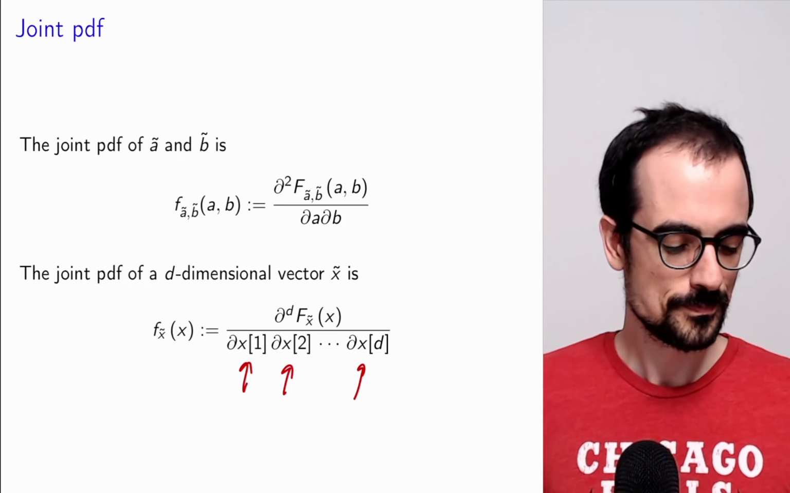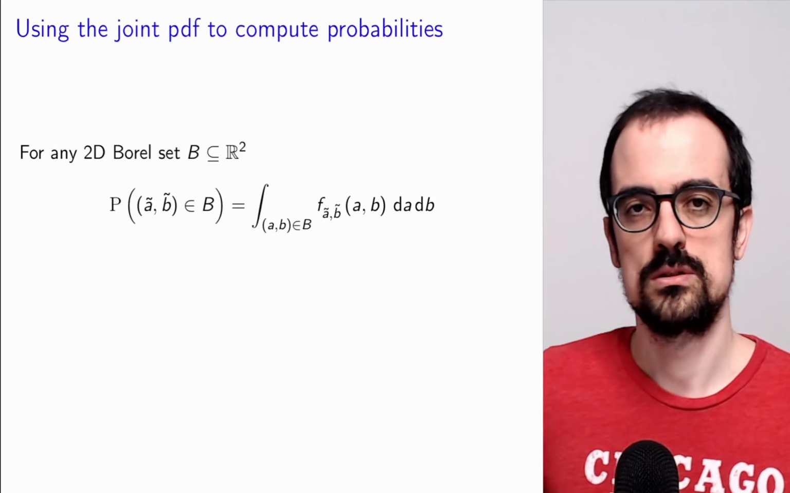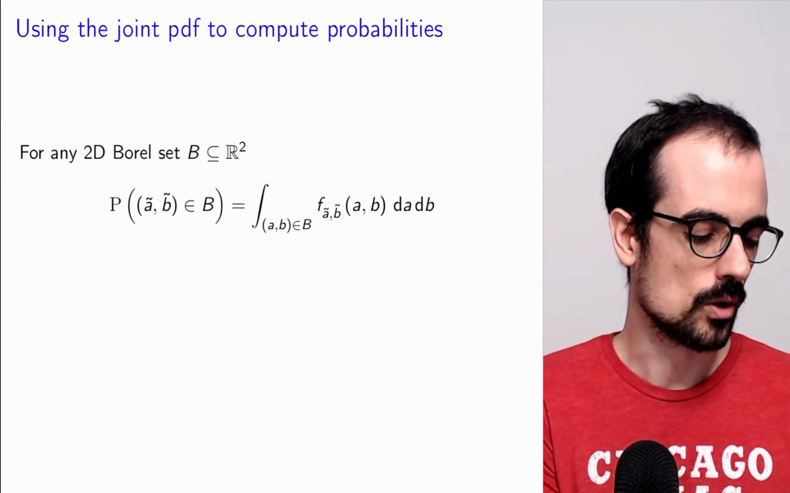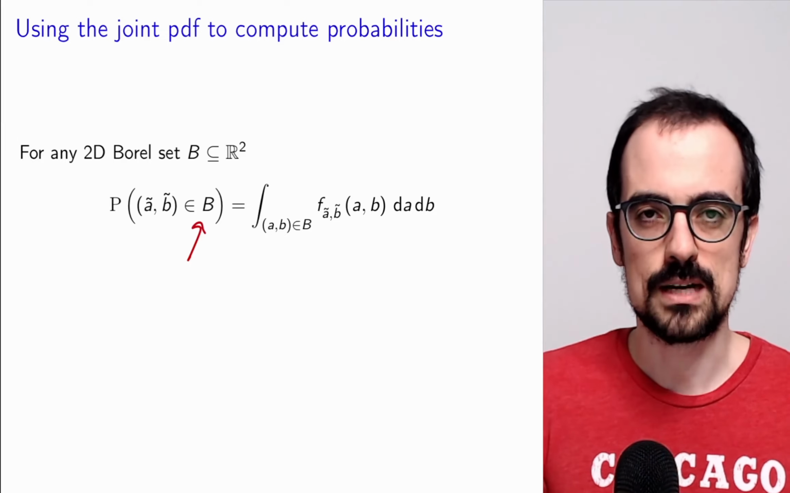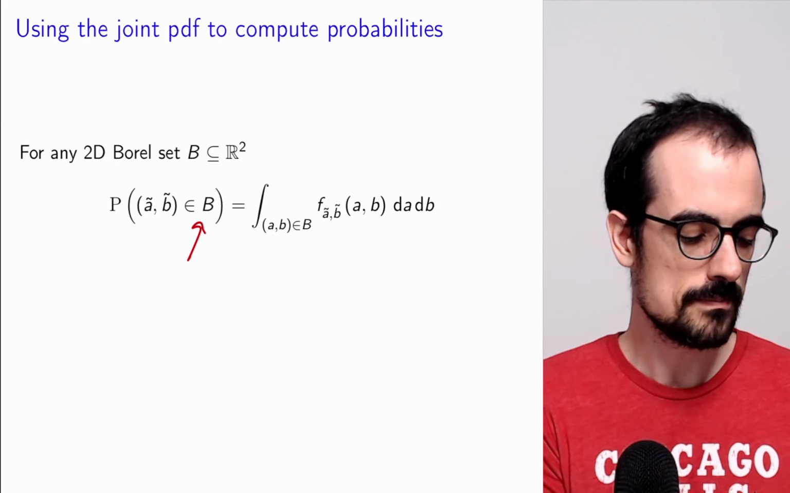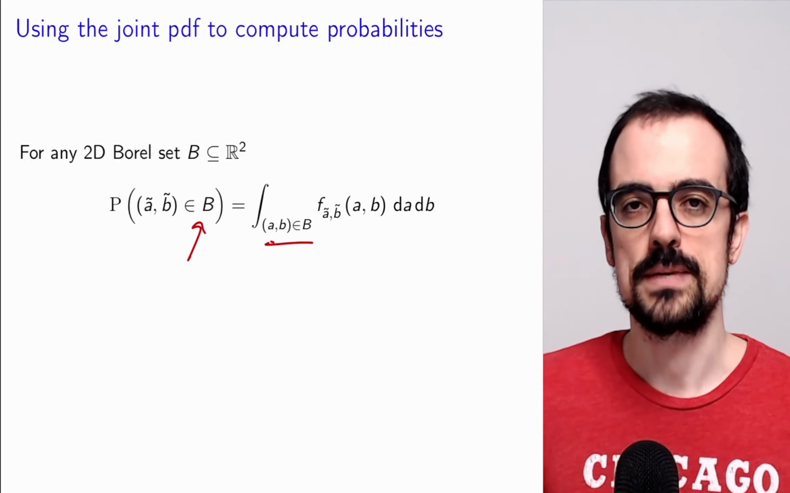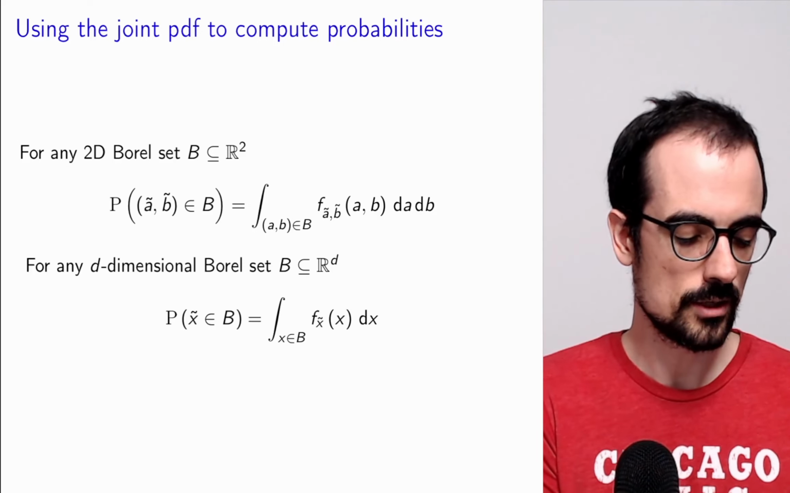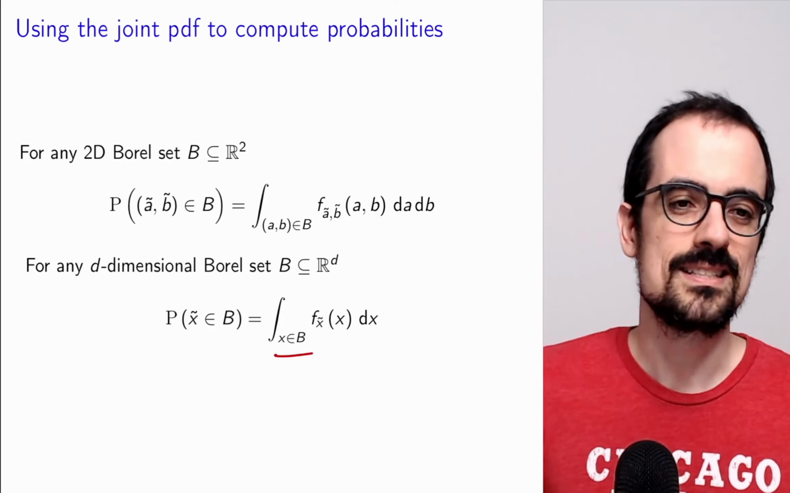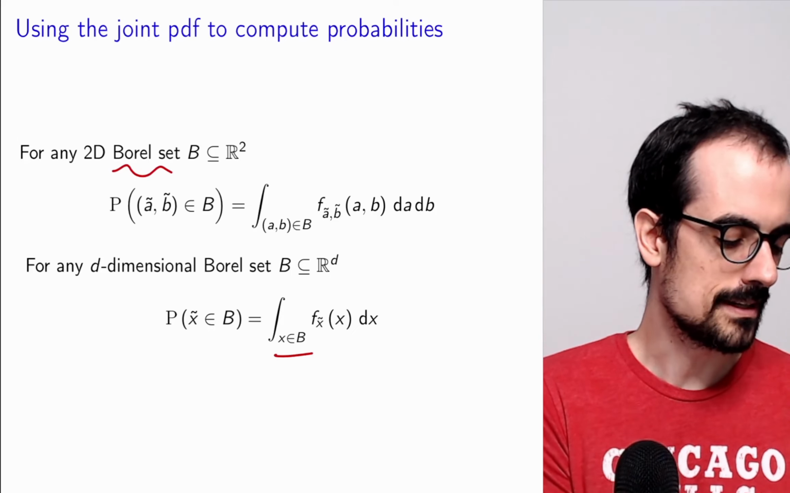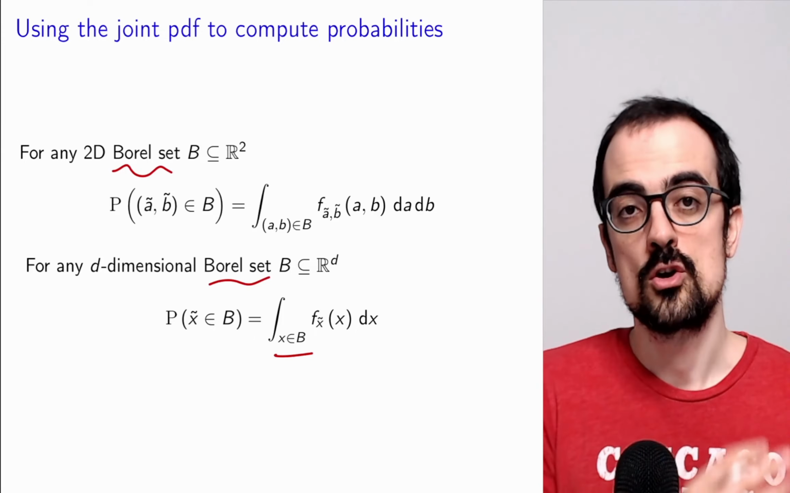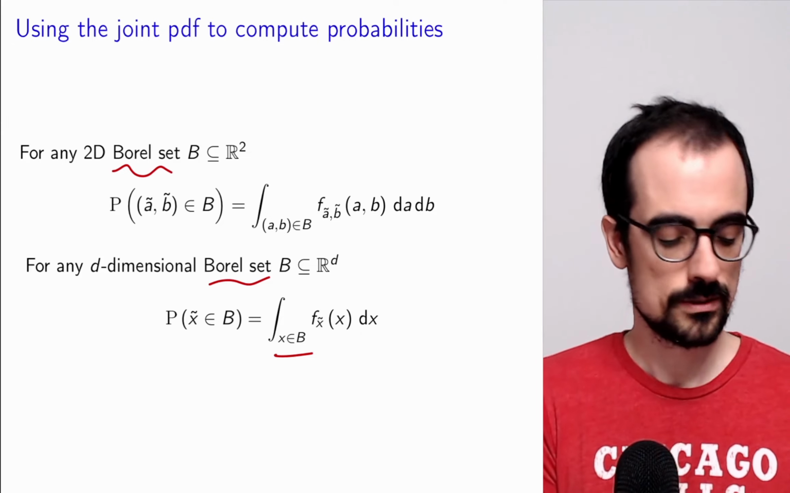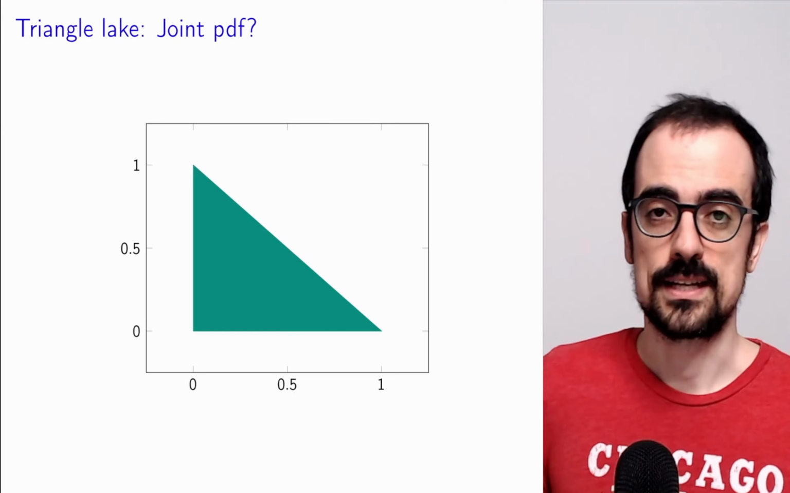Hopefully that makes sense. All right, so how do we use the joint PDF to compute probabilities? We just integrate over the relevant set. The probability that these two random variables are within this 2D set can be obtained by just integrating the joint PDF over that set. Same thing for D-dimensional sets. We just integrate the PDF over that set. These are Borel sets, which is just a fancy way of saying they're unions of rectangles in 2D or hyperrectangles in D dimensions. All right, so let's take a look at an example.